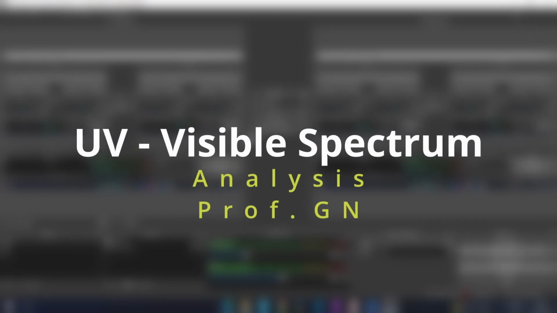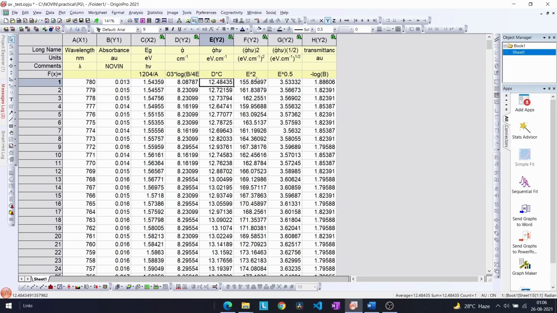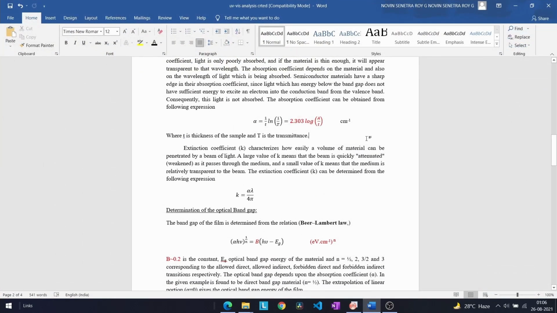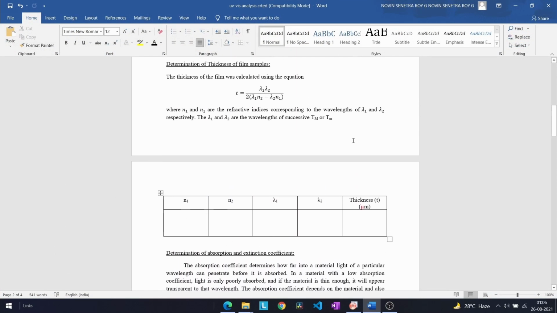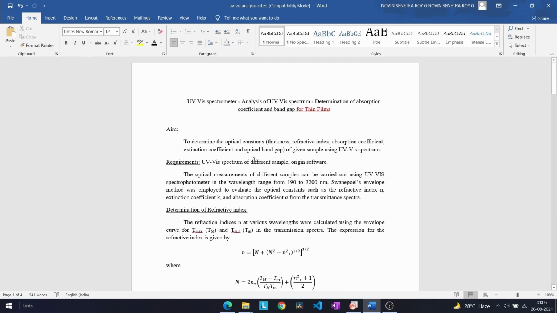Okay, students, yesterday we were talking about the UV-Vis spectrum analysis. You see here, I just made some small changes. I noted down that since I have given the graph of absorbance, from there you can calculate the transmittance also using this formula. These are all just for thin films, so that's why I've added this for thin films.